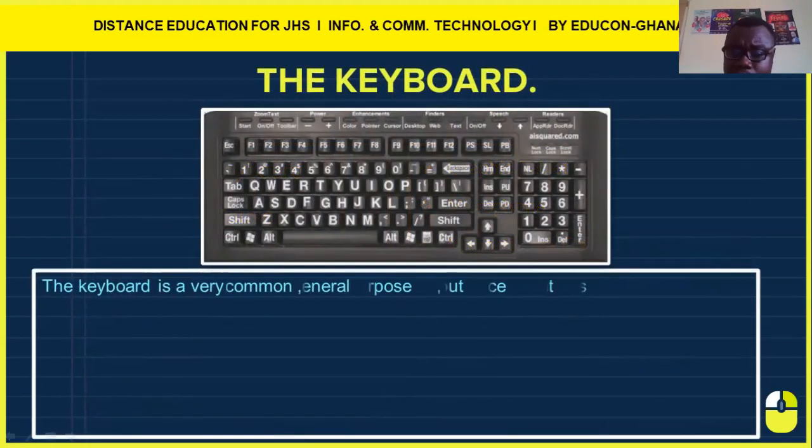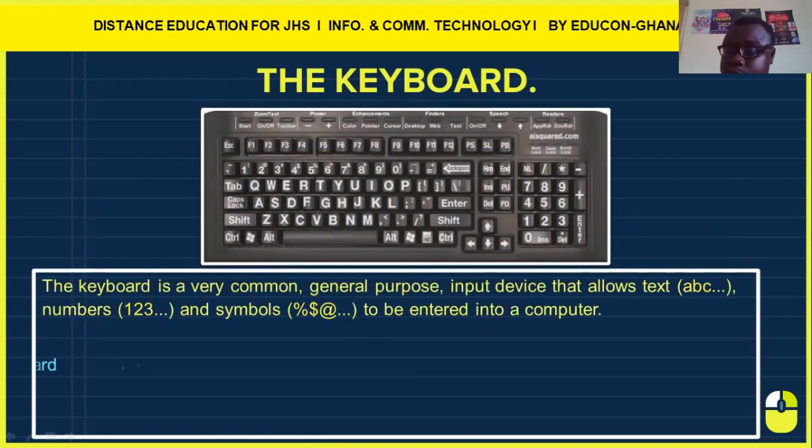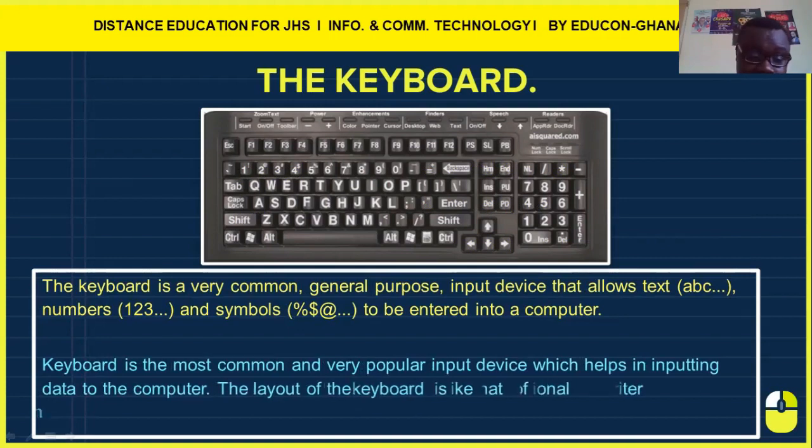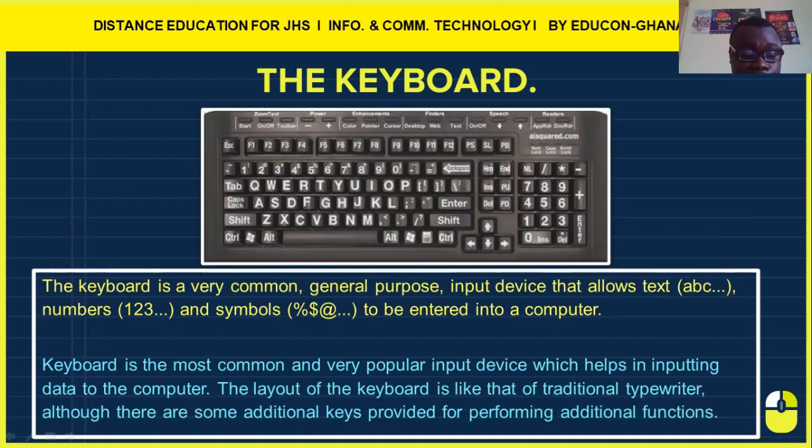So let's first look at the keyboard. Now the keyboard is a very common general purpose input device that allows text, for example ABC, numbers, example 1, 2, 3, and symbols, example the percentage, the dollar sign, the at sign, all that. The keyboard allows you to enter these kinds of data in the computer system. So we say the keyboard is a very common general purpose input device that allows text, numbers, and symbols to be entered into the computer system. So they can ask you what is a keyboard. You can write this one as your answer. The keyboard is the most common and very popular input device, which helps in inputting data to the computer.